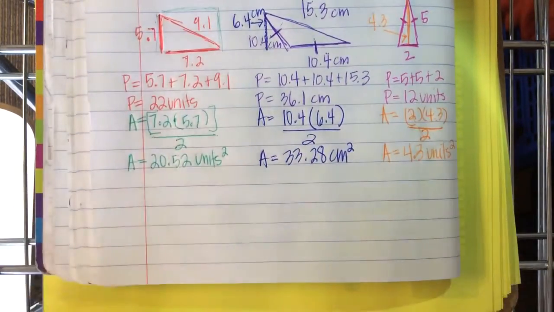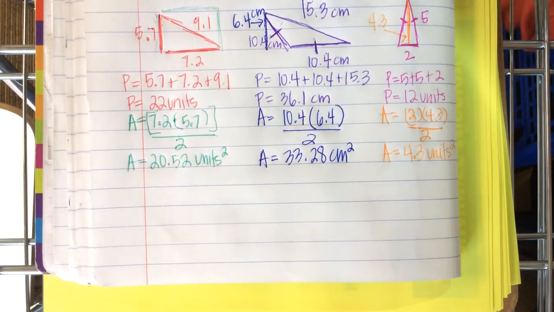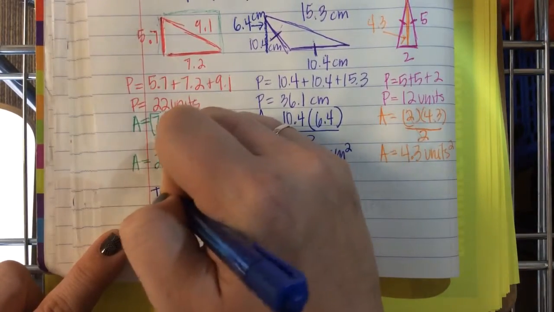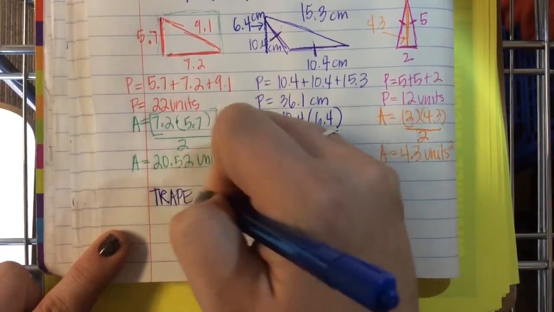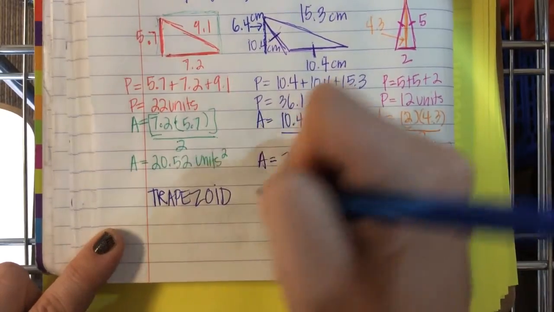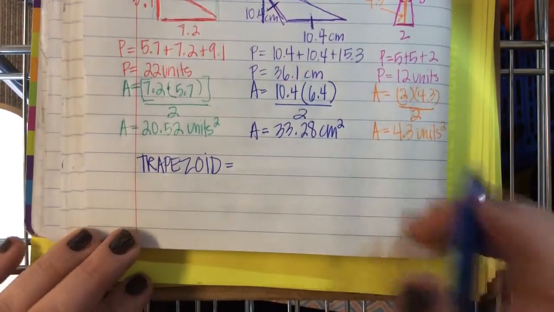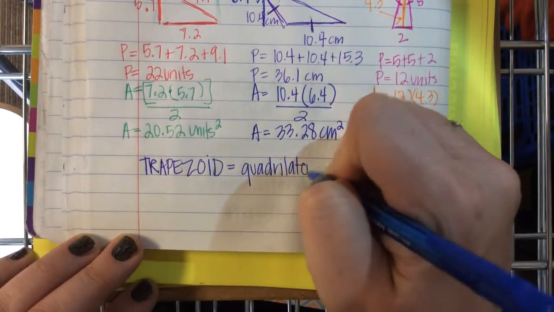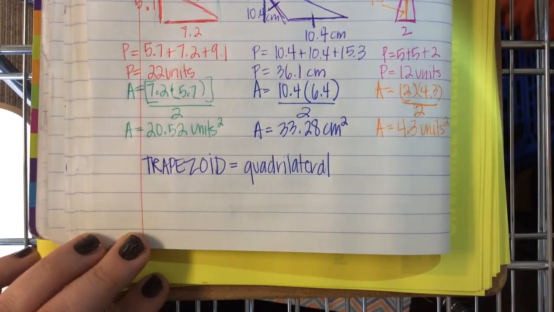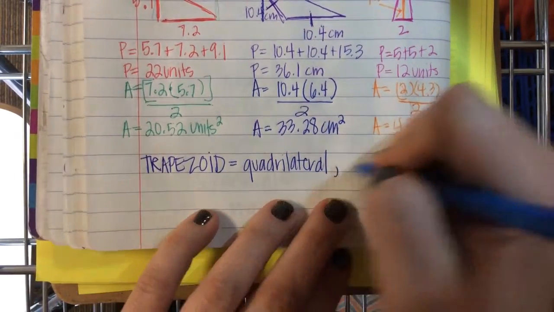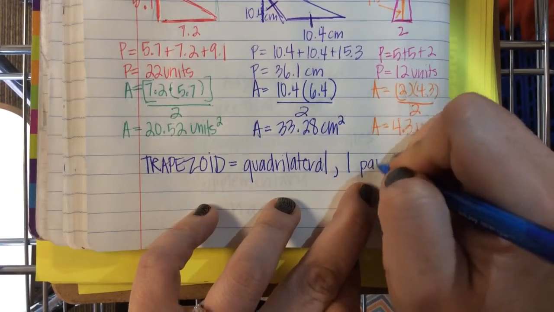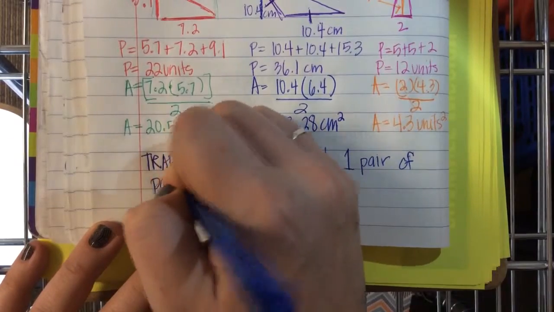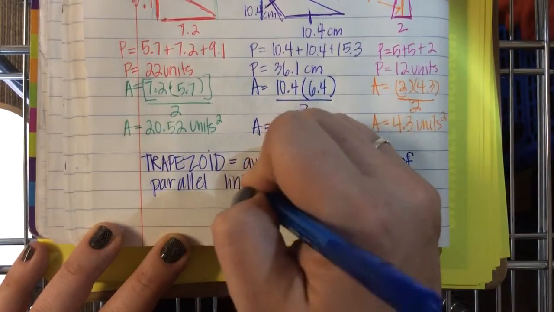All right, we're going to finish with trapezoids tomorrow, but let's do the easy part about a trapezoid. What do you think's the easiest? Perimeter. Perimeter is the easiest. A trapezoid is a quadrilateral. What's that mean? 4 sides. Good. A quadrilateral has 4 sides with one pair of parallel lines.